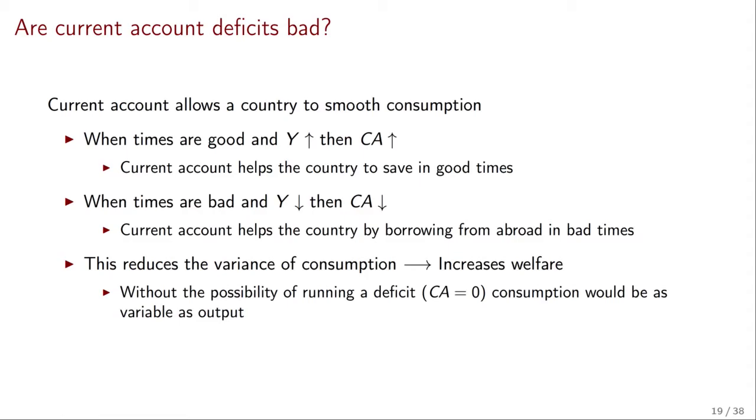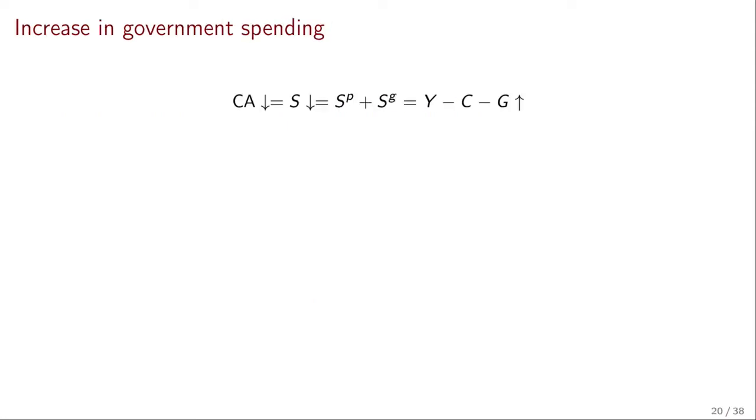Okay, having said that, we can go now into our second exercise, which is an increase in government spending. So in this exercise, we're increasing government spending, and we can see how that's going to have an effect in reducing national savings.